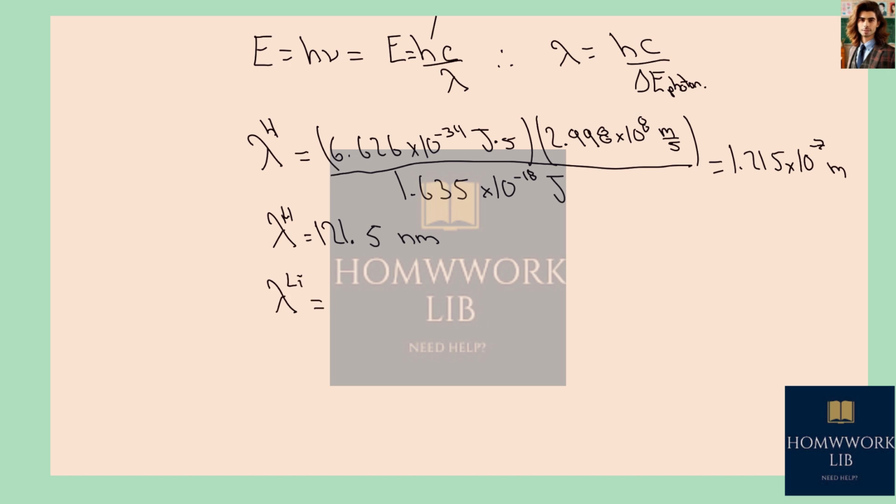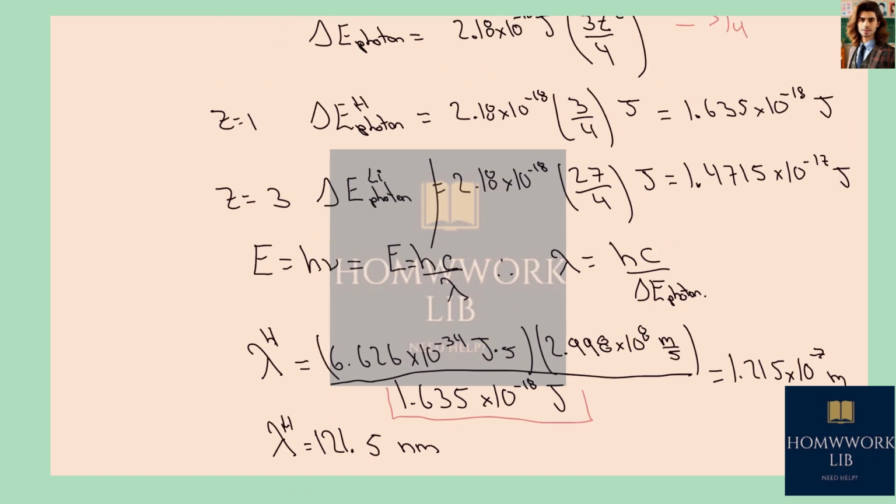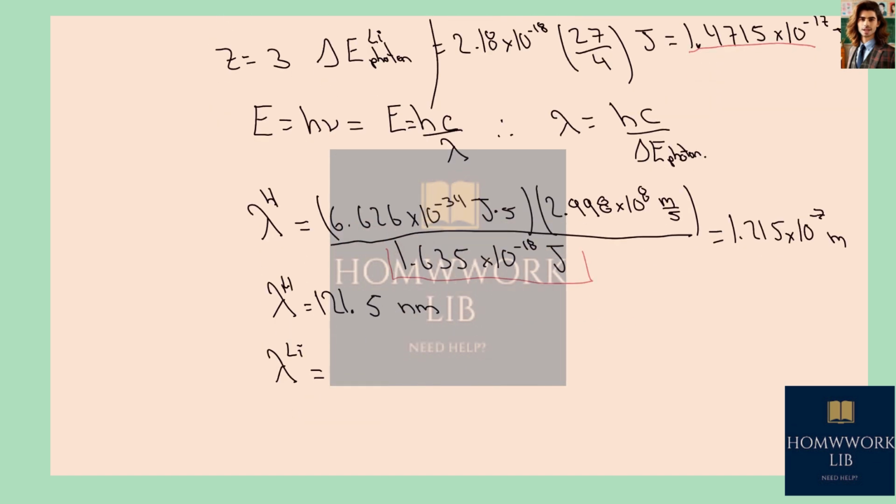So now if we repeat the calculation for lithium, the only thing that is going to change is the value for energy, this part over here. So replacing that value with the one that we found, we get the result of 1.35 times 10 to the minus 8 meters, which if we transform this into nanometers, is going to be 13.5 nanometers.